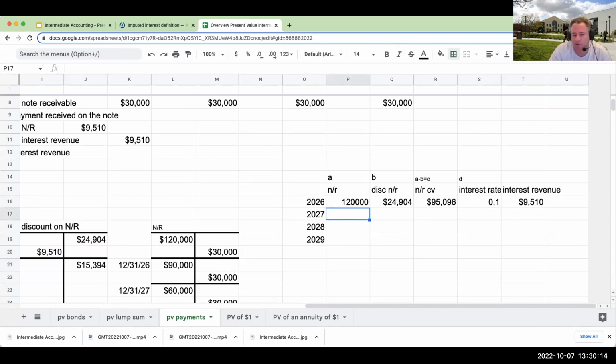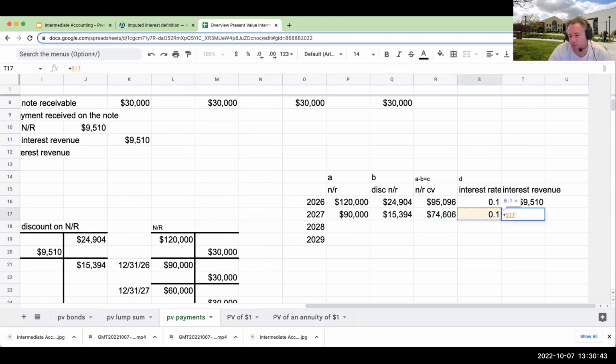In the second year, my notes receivable is no longer 120,000. I made a $30,000 payment, so now it's going to be 90,000. So after I make that payment, it's down to 90,000. My discount on notes receivable is no longer 24,000. It's now 15,394. So my carrying value of my note receivable is 74,606.